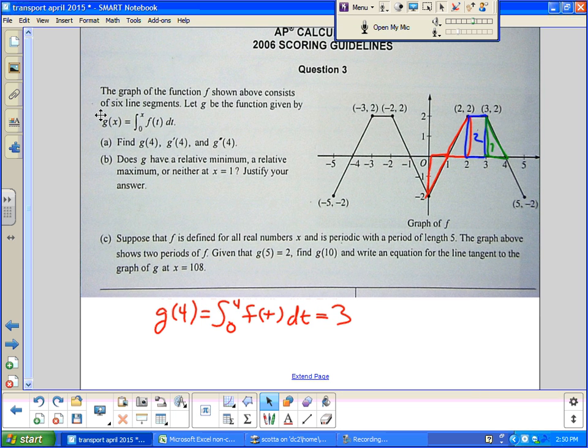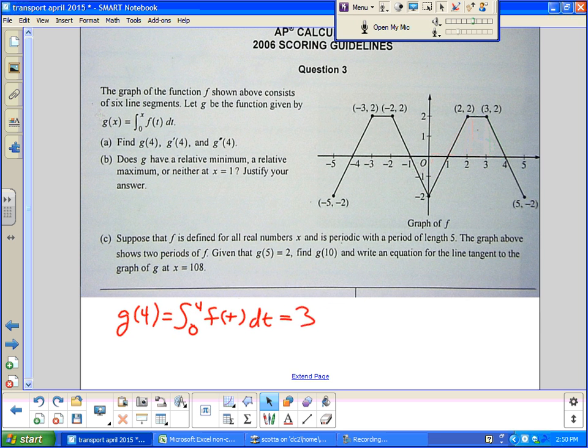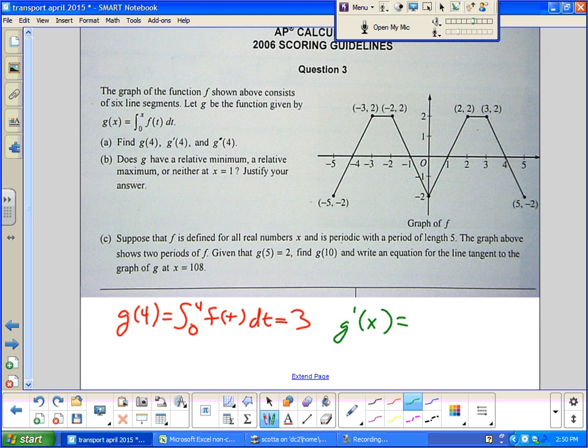All right? The second one is g prime. The first thing I want to understand over here is that g prime of x in this case is simply, put the x in, f of x. Again, the derivative of an integral, right? Fundamental theorem of calculus. So for g prime of 4, I just have to read the value. The value at 4 is 0. So g prime of 4 is 0.